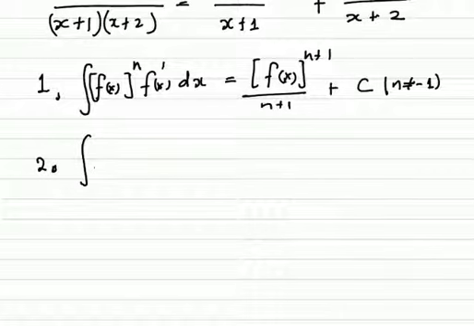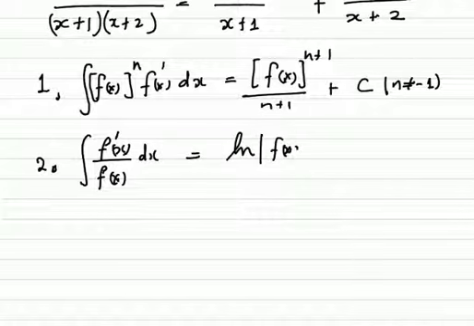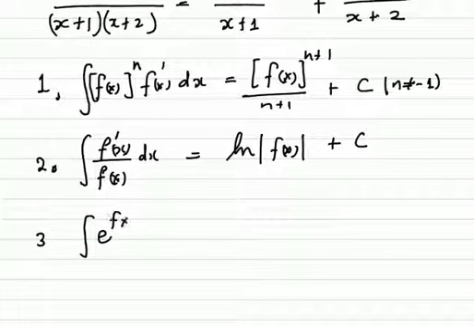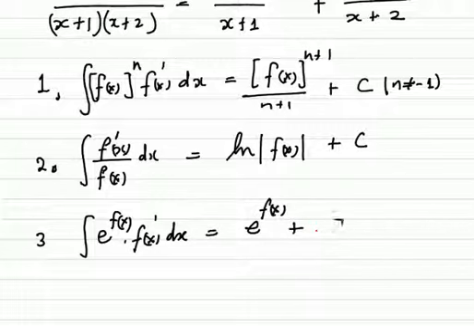This is the power rule form. Then the logarithmic form, when n is -1: f prime of x over f of x dx will be ln of f of x plus c. And then you get the third, the exponential form of integrals: e to the power of f of x multiplied by f prime of x dx equals e to the power f of x plus c. You must understand how this comes to that.